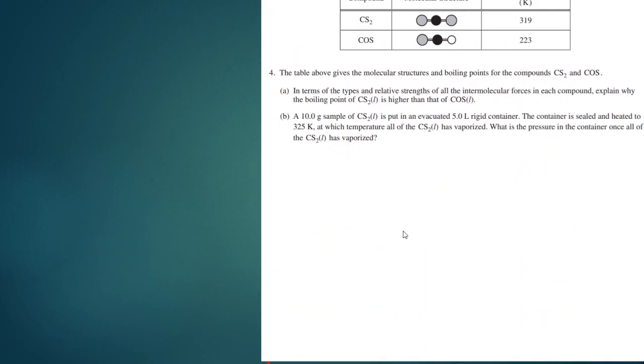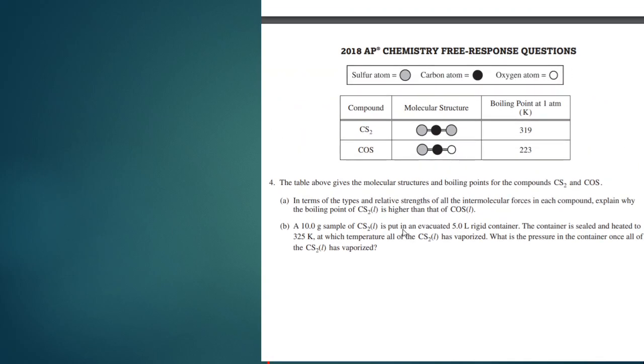All right. So that was question number 3. So that marks the end of the long answer questions, and now we're just into what I like to dub the speedrun part of the AP Chem exam, because this is the part that goes by very fast. Alright, so we're given a table with molecular structures and boiling points. In terms of the types and relative strengths of IMFs, explain why CS2 has a higher boiling point than COS.